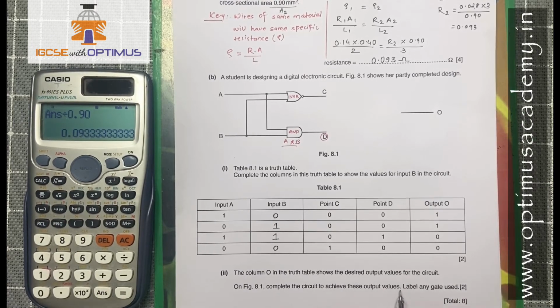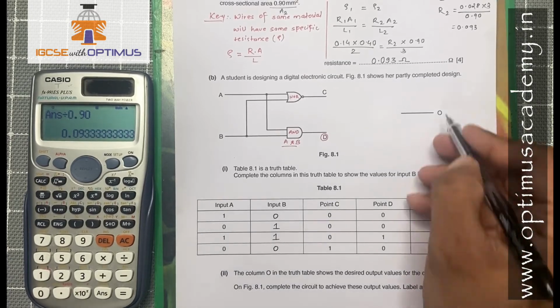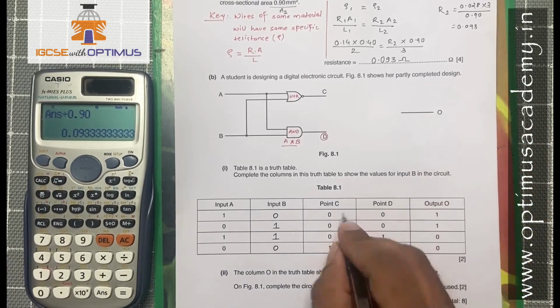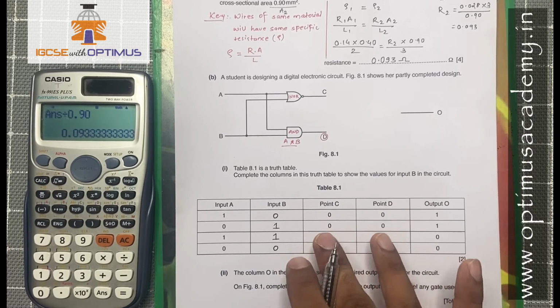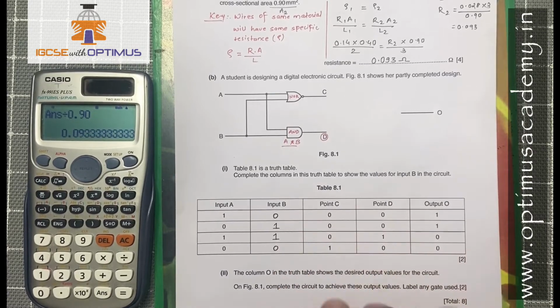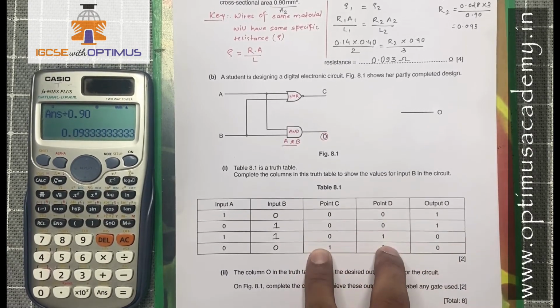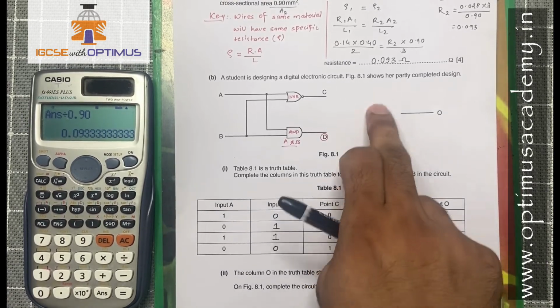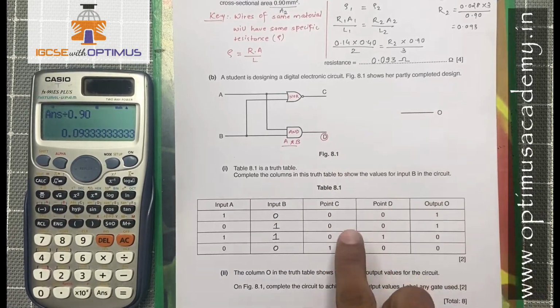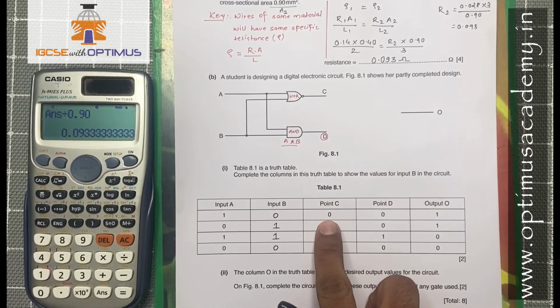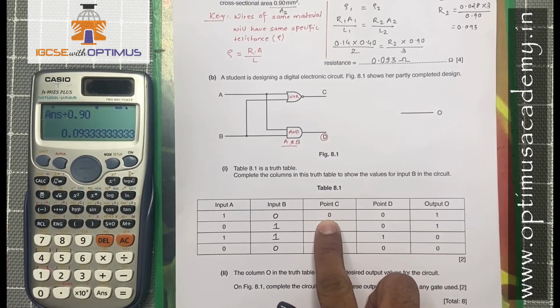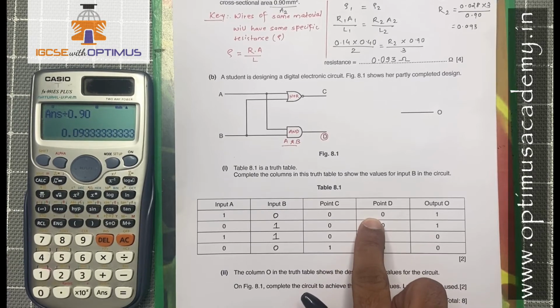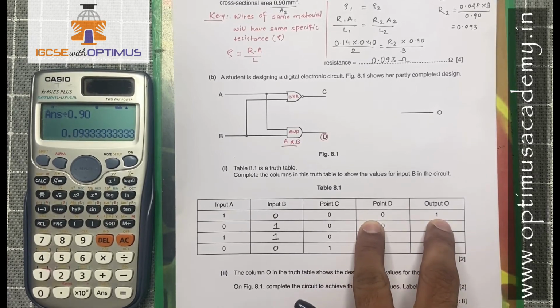Now, the column O in the truth table shows the desired output values for the circuit. On figure 8.1, complete the circuit to achieve these output values. Label any gate used. You can see the output O is going to have inputs from C and D. So we have to see the columns C and D and check the output of O to decide which gate is over here. First I'll start with the OR gate. For the OR gate, 0 plus 0 will be 0, but here we are having 1.